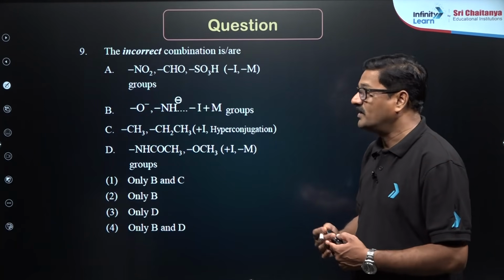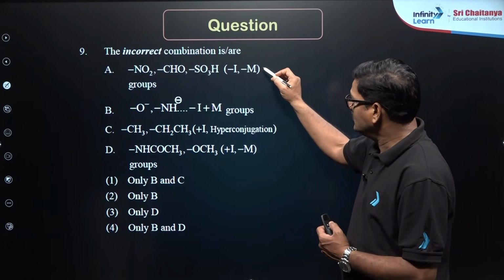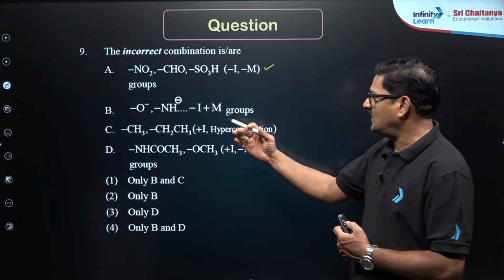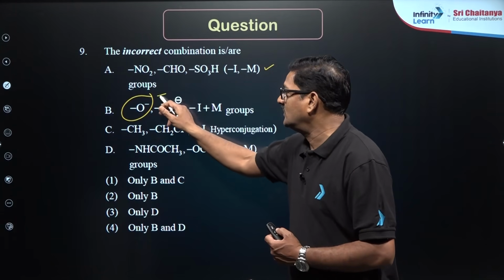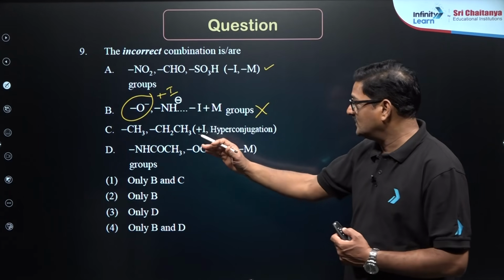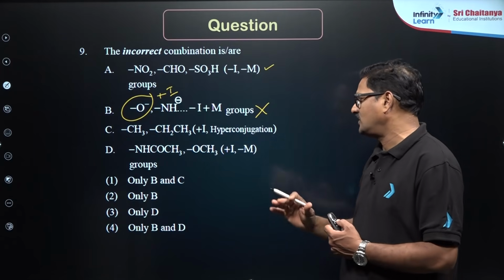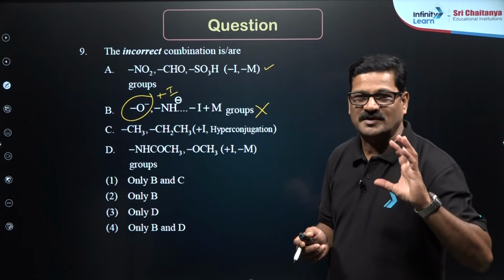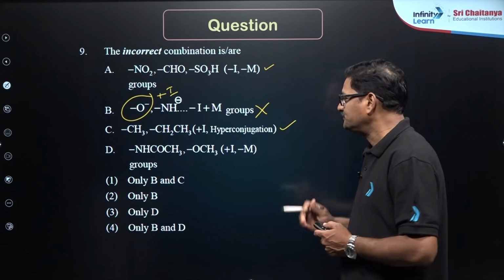Students, the incorrect combinations: NO2, CHO, SO3H show minus M effect as well as minus I effect, which is correct. And O minus, NH minus have a positive mesomeric effect, and this is having a positive inductive effect, which is not correct. And CH3CH2 here is having a positive inductive effect and hyperconjugation. As long as alkyl groups are there, they have the positive inductive effect, and where alpha hydrogens are there, they are going to show hyperconjugation, correct.